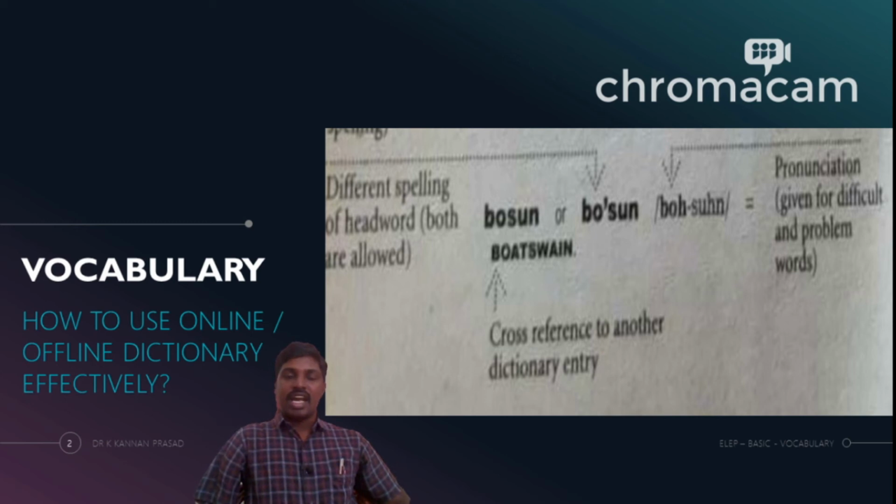In our own context, we have to pronounce the word as Bosun, right? So that is the right pronunciation. We will get to how pronunciation works after this.